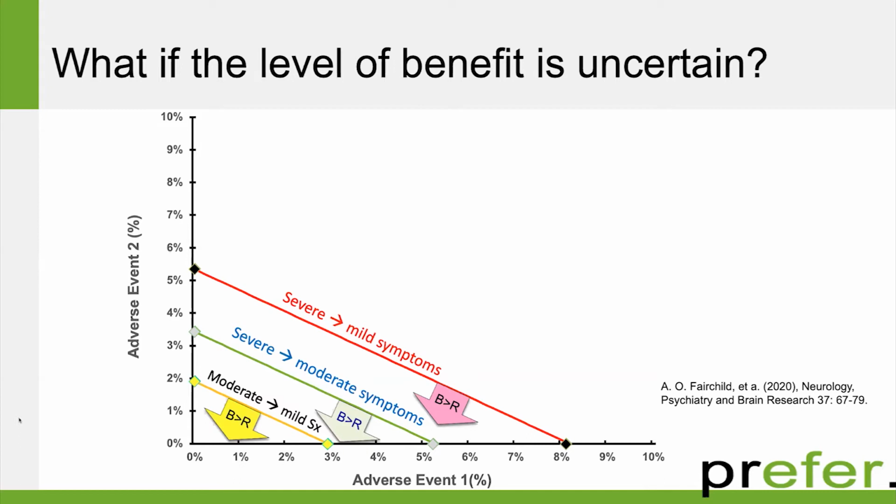Now, if you don't know the degree of benefit, or there are multiple degrees of benefit, which is always the case, you can apply the same idea. But now, if you have a less valuable benefit, like only moderate to mild, you still have a viable product where benefits can still exceed risk as long as you're below the yellow line. Next slide.